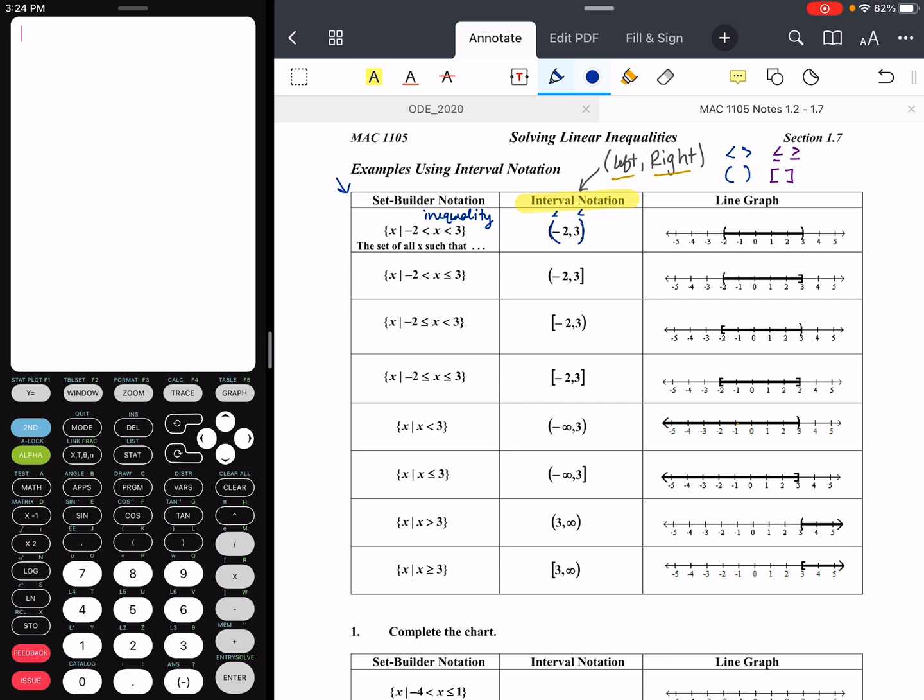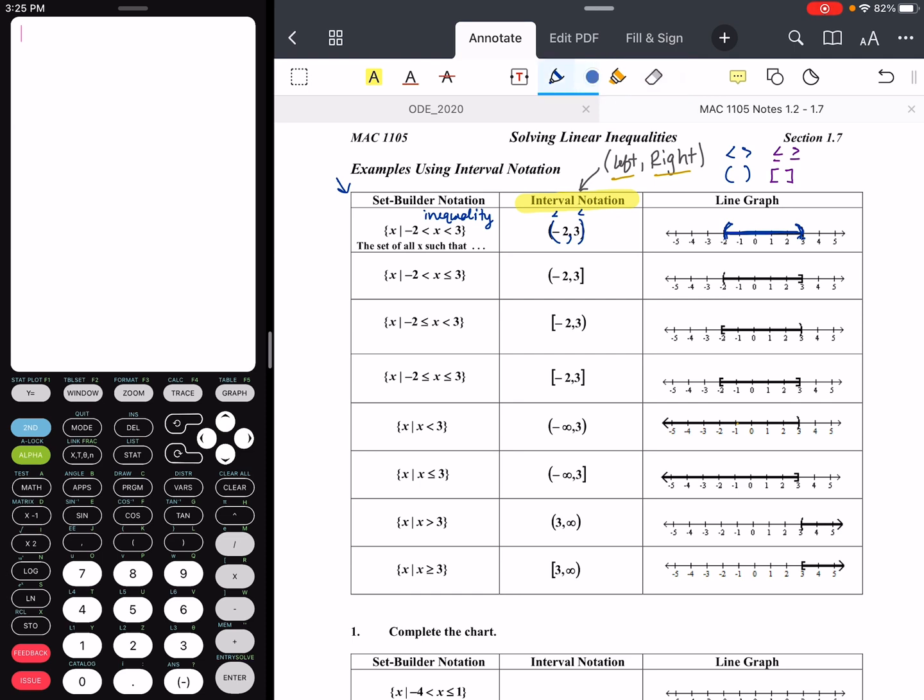On the left is -2. You can see that -2 is to the left on the number line. 3 is to the right on the number line because it's greater. So make sure you put -2 on the left of your interval, your comma, and then +3 on the right of your interval. And then on your line graph, where you have -2, you're going to mark that with your rounded parenthesis. Where you have +3, rounded parenthesis, and then make sure that you connect those two together.